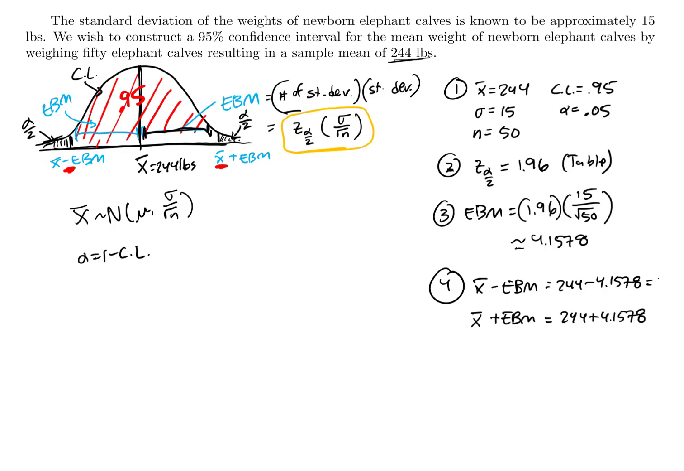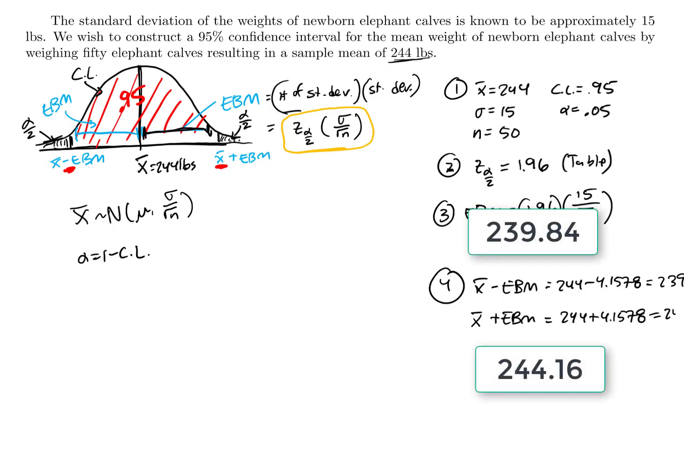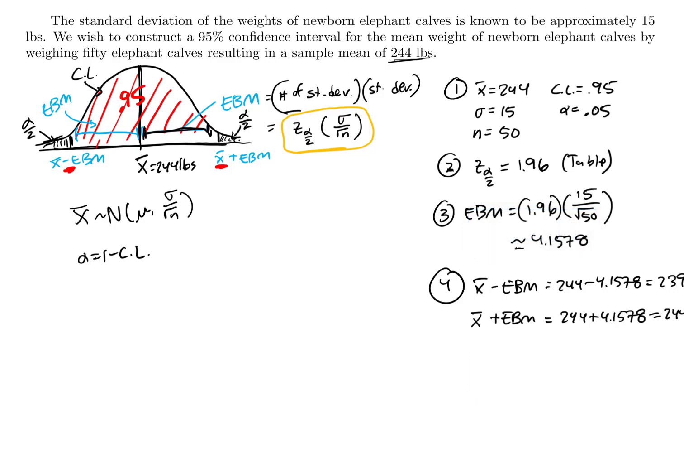So I get 239.84, and I'll just round it to 2 decimal places, and 248.16. Now, how many decimal places do you need to round it to? It just kind of depends on the context, and you kind of just get that as you go. Here with pounds, I think 1/100 of a pound is pretty good.